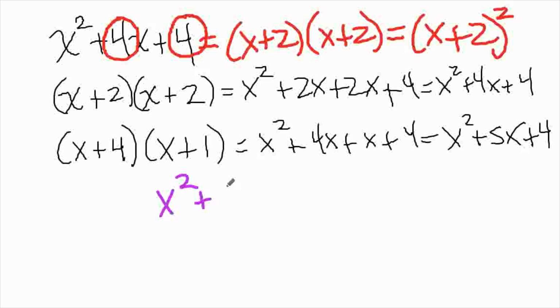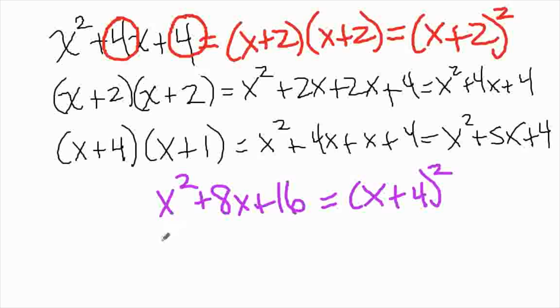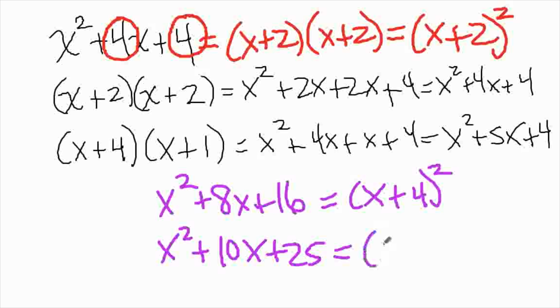So here's a couple more. Okay, this one's going to give x plus 4 squared. You can convince yourself that that's true. This one's going to give x plus 5 squared, and we could do other examples, but hope you see that the last number, the 16 and the 25, it's the square of half of the middle coefficient. All right. So again, perfect squares.